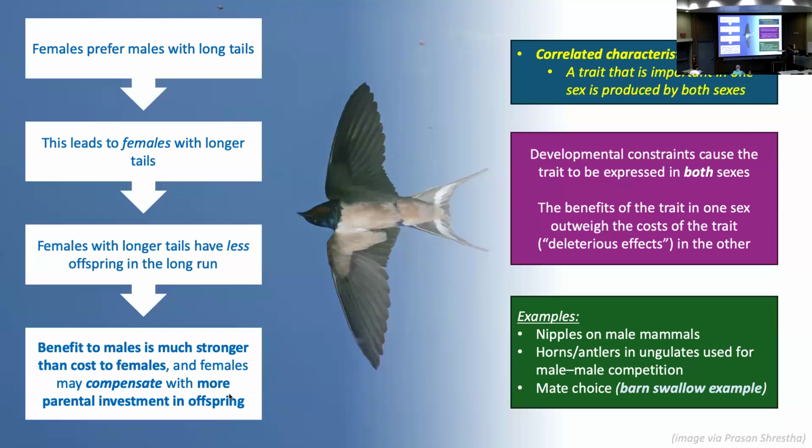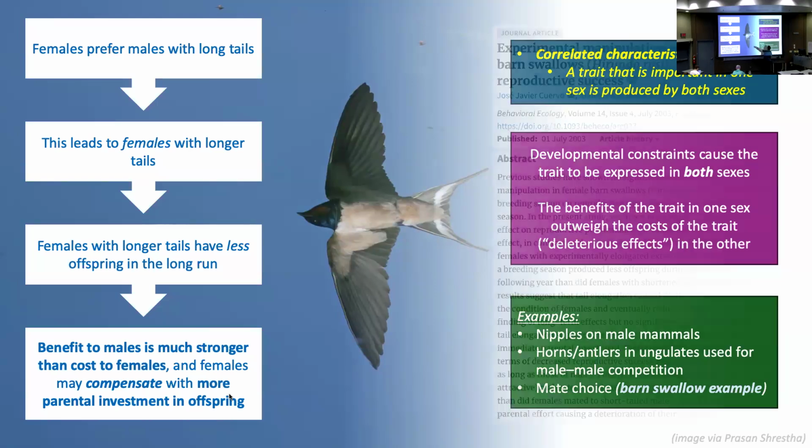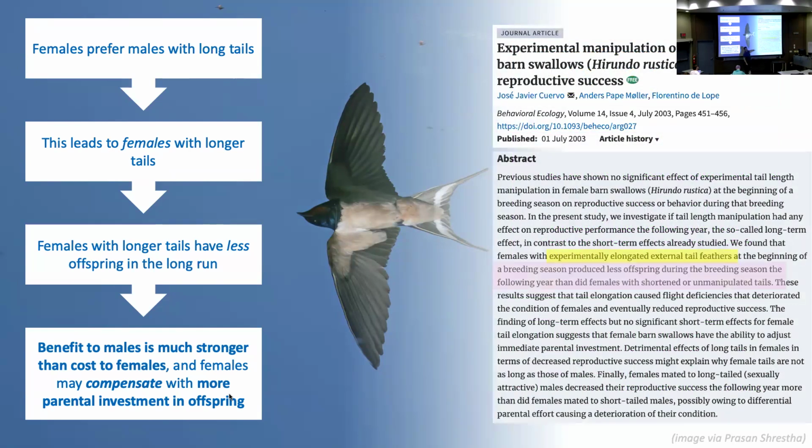And then mate choice, like I said here, these barn swallow examples. You can read more about this barn swallow example where they actually experimentally elongated the tail feathers of females at the beginning of breeding seasons and studied what that did to the production of offspring. They could show that by artificially making their tails longer or shorter, you could basically program how many offspring the female is going to have. But what you also saw is that the females with the long tails ended up, for every offspring they had, putting more investment into the offspring, and every offspring was more likely to survive.